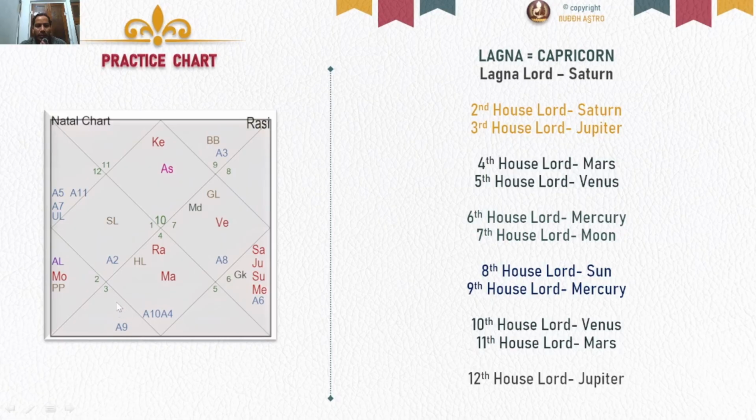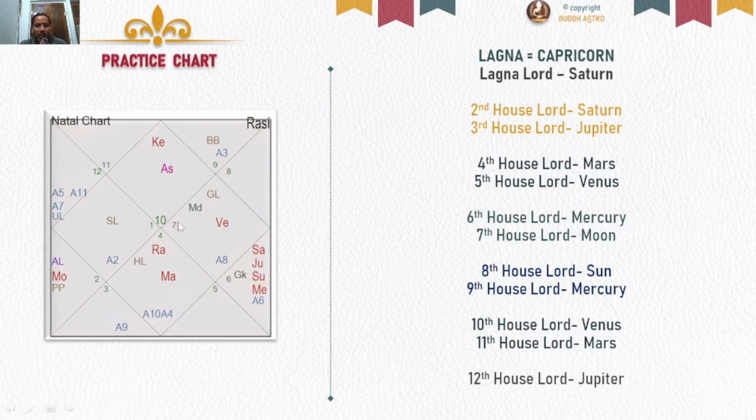Now see, the sixth house is ruled by Mercury and the ninth house is also ruled by Mercury. Why? Because the sixth house has the sign of Gemini and the ninth house has the sign of Virgo. And Gemini and Virgo, both signs are ruled by Mercury. So what I will say is, in this Capricorn Lagna horoscope, the sixth house and ninth house are ruled by Mercury, right?